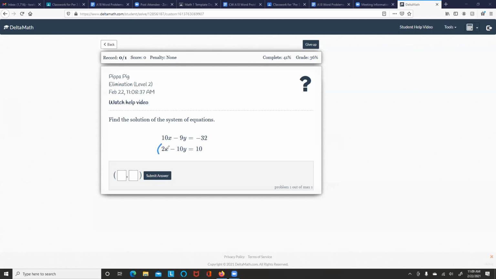Because I can get 2 to be 10. I can't get 9 to be 10, but I can get 2 to be 10 by multiplying by what? By 5. But I don't want to multiply just by 5. I want to multiply by -5 because I want this to be the opposite of positive 10. So on your paper, you should write 10x minus 9y equals -32. That's the original top equation, no changes. The bottom equation, I can multiply by -5 to get -10x to make those go away.